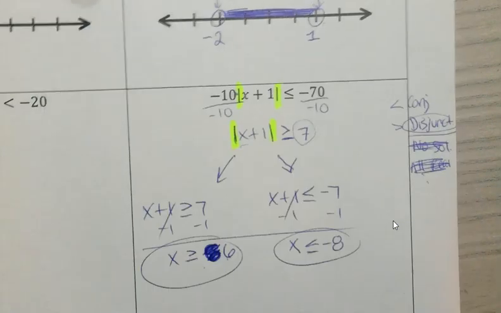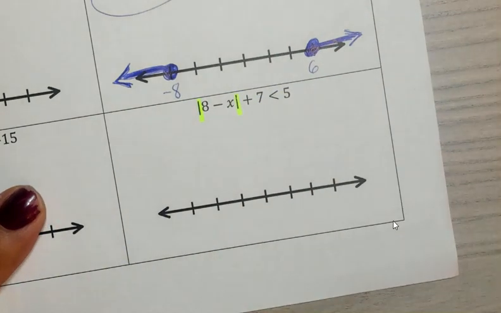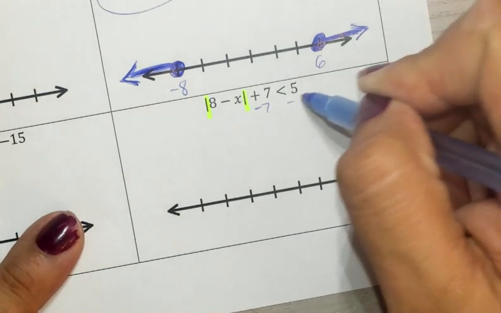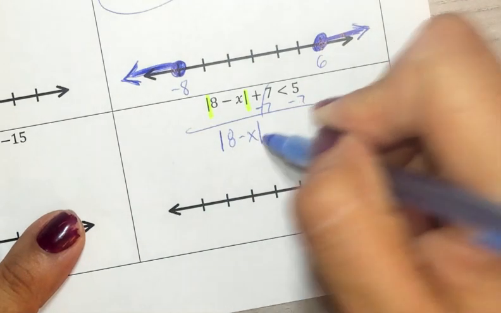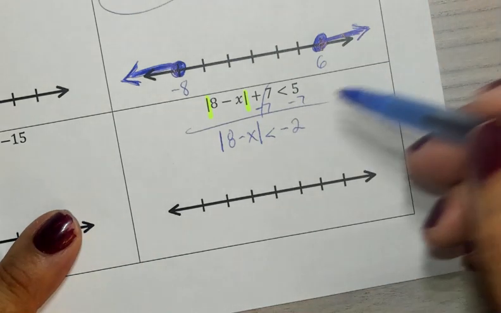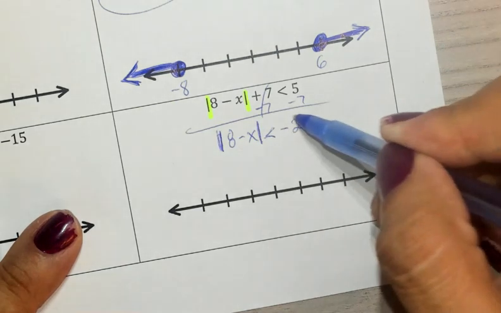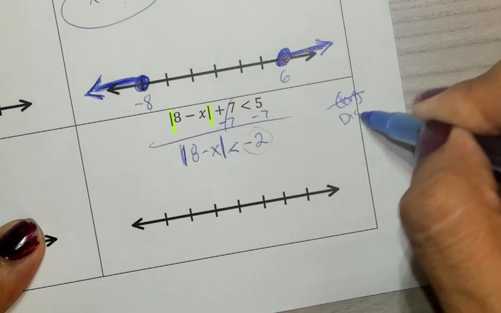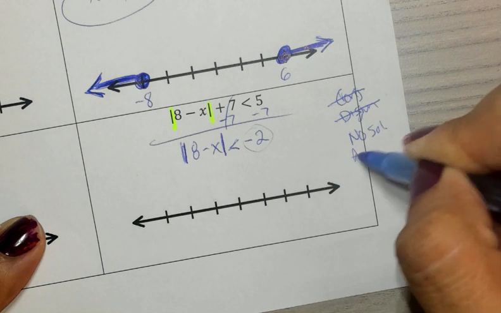The last part is this one, and the absolute value is right here. This one's not isolated since it has that plus 7 at the end, so I'm going to subtract 7. Now I have absolute value of 8 minus x less than 5 minus 7, which is negative 2. Because we have an absolute value less than a negative number, we know that it's not a conjunction or a disjunction, but it could be a no solution or an all real numbers.